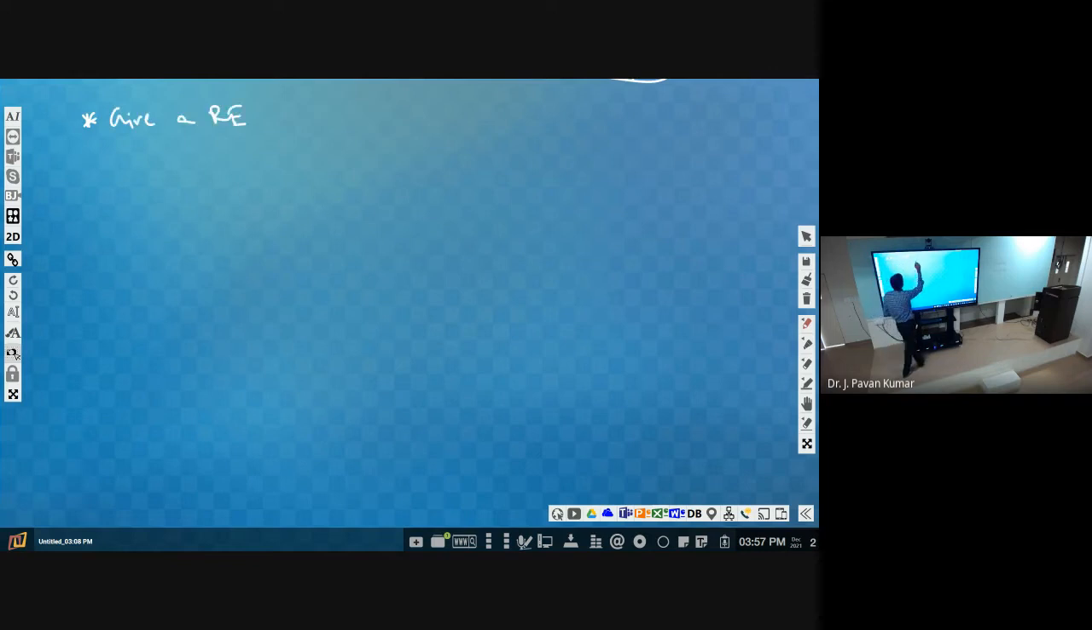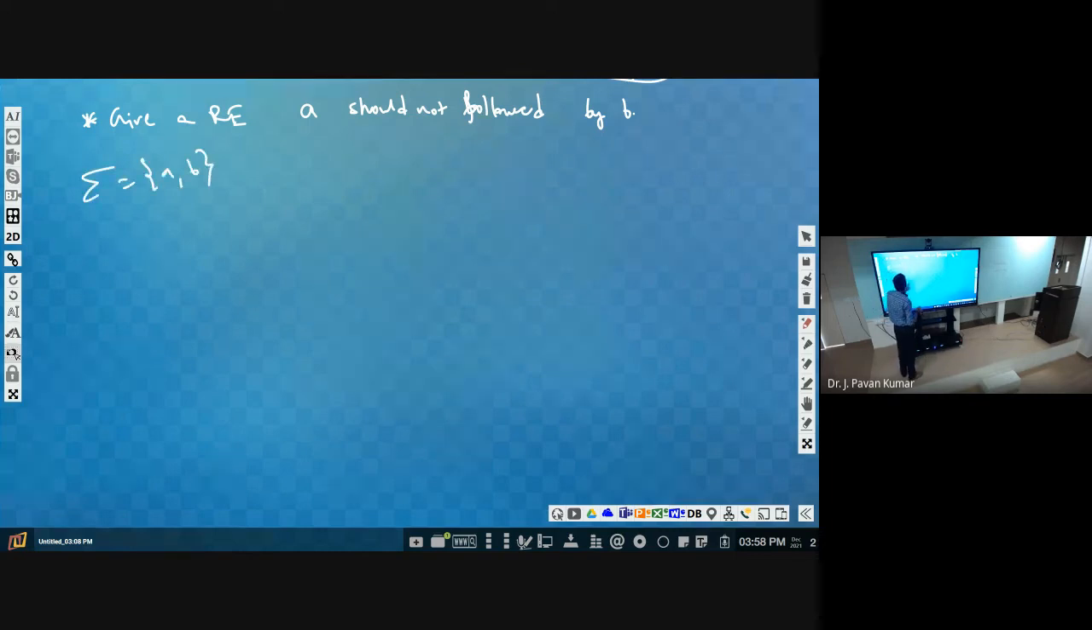Give a regular expression for strings where A should not be followed by B. This is the question. That means the input alphabet Sigma is A comma B. Now we have to give the regular expression. Here we have the constraint that A should not be followed by B. Now you say, what is the regular expression?